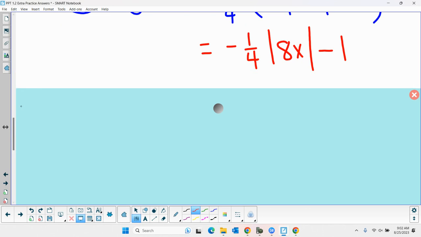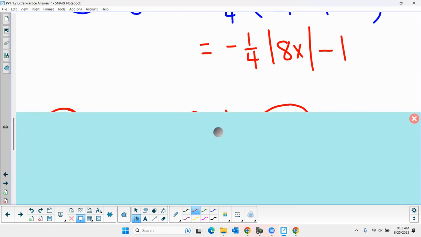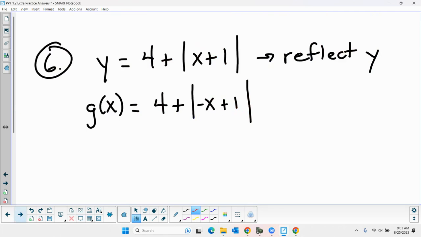Number 11. It's a vertical stretch. I changed it from horizontal to vertical. Didn't I? Okay. By a factor of 3, so I multiply 3 by the whole thing. So let's do that over here. This is number 11, right? All right, so we have this, y equals x, a linear.